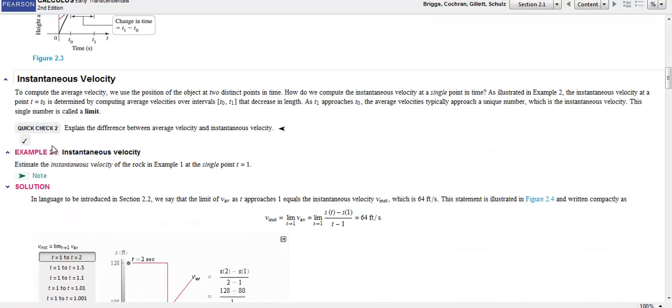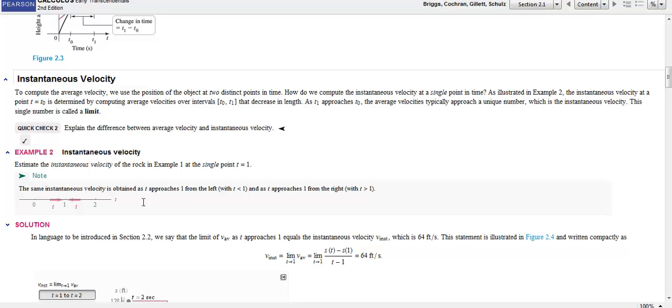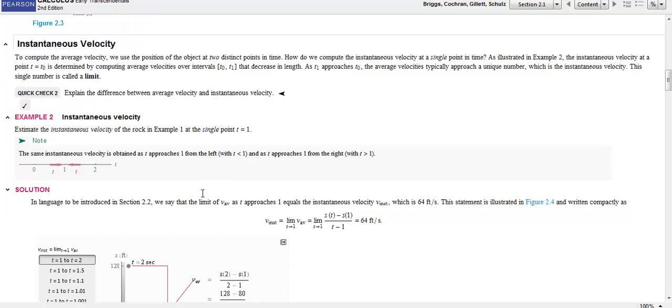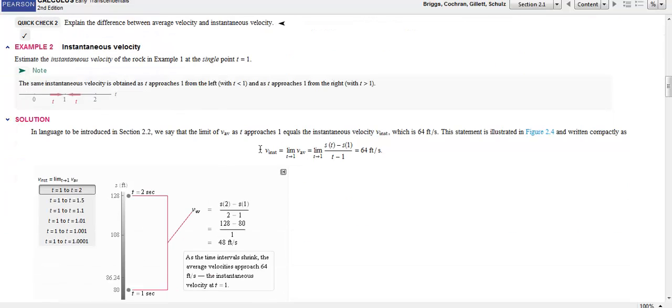Then it talks about instantaneous velocity. It says to compute the instantaneous velocity, we need to see what happens as the interval, or the difference in your time, goes to 0, where it gets really, really close to 0. It says the instantaneous velocity is obtained as t approaches 1 from the left and from the right. So that's going to be an important concept. We want to be able to go from both directions. And you can see here there's this notation, and I'll talk about this later on. But right now let's look at just the average velocity.